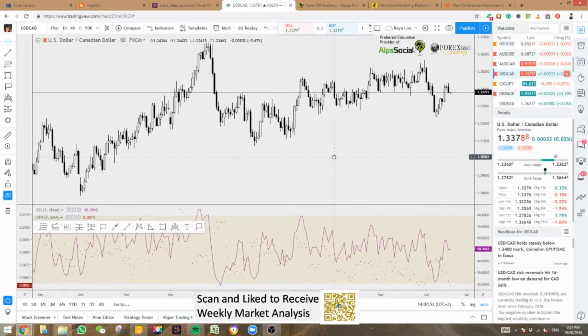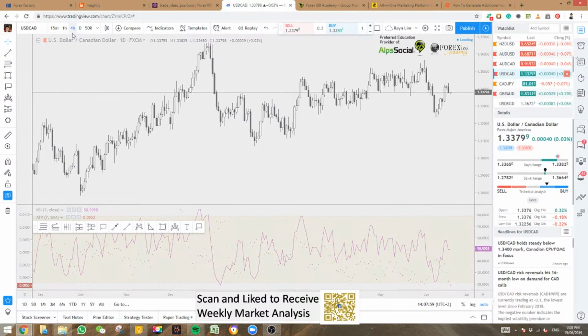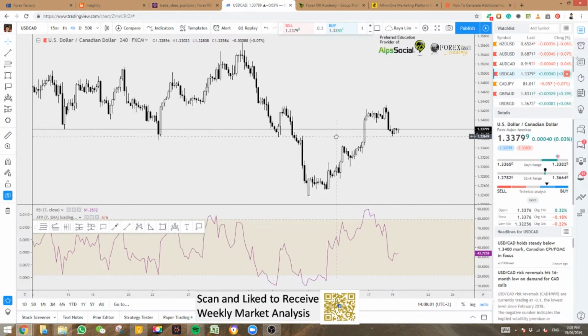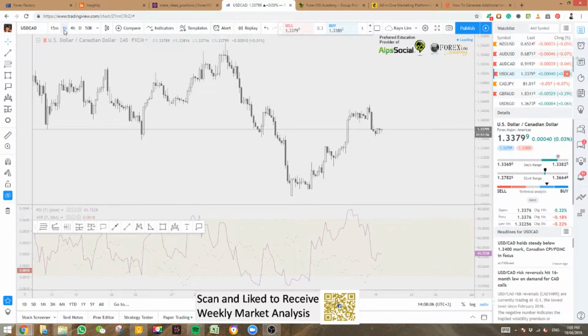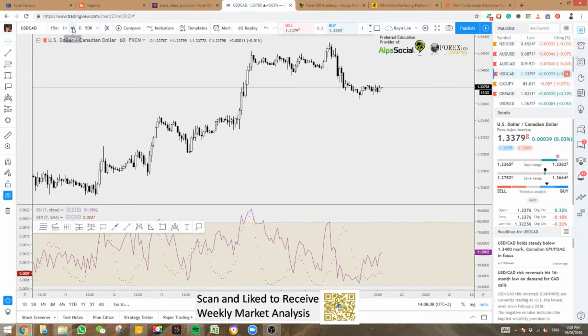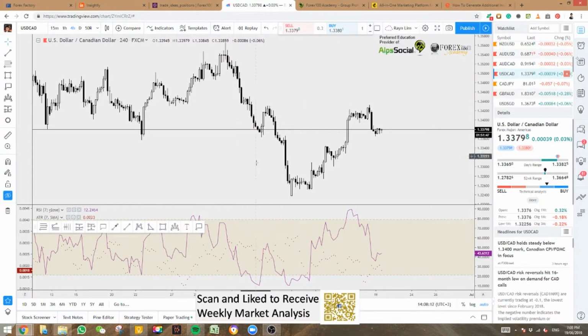On the dollar CAD, you can see market came up, came down, have a bit of this sideways movement, break downwards. To the 4-hour chart, this is what I have. All right, so have you spotted it on the 4-hour chart? Another potential head and shoulder formation.